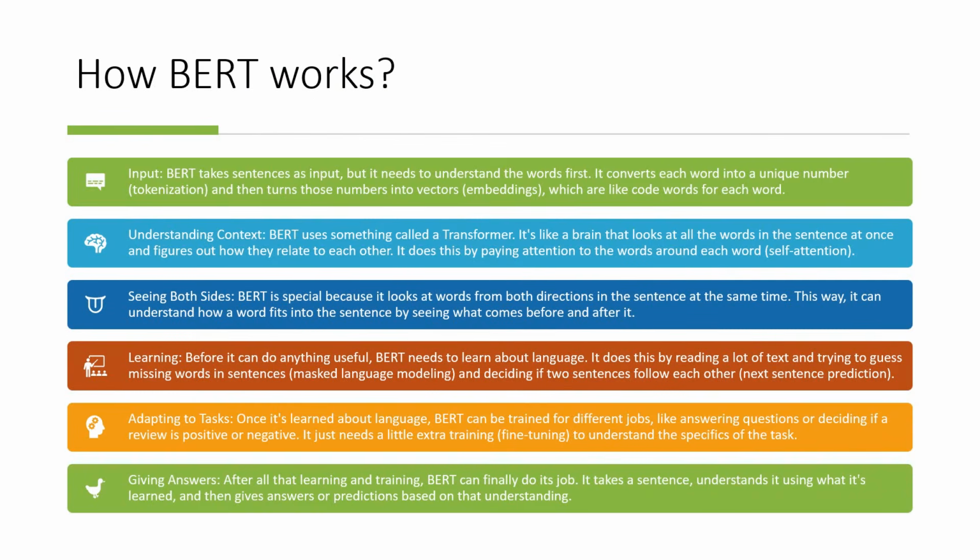Now, to understand the entire flow, the BERT architecture, we will have to go through the same way as we have learned with GPT. What is the first step? The first step is input. BERT takes the sentences as input, but it needs to understand the word first. It converts each word into a unique number, tokenization, and then turns those numbers into vectors. That is nothing but embeddings.